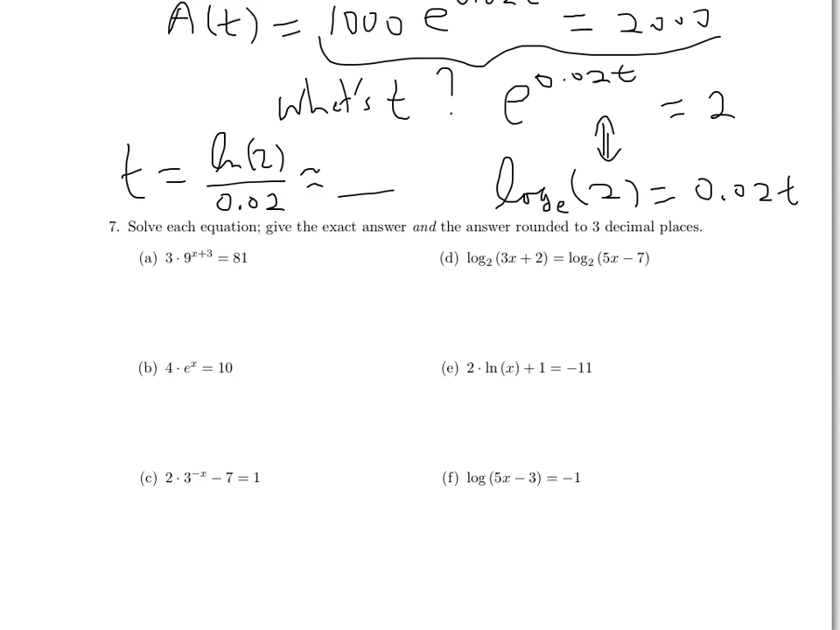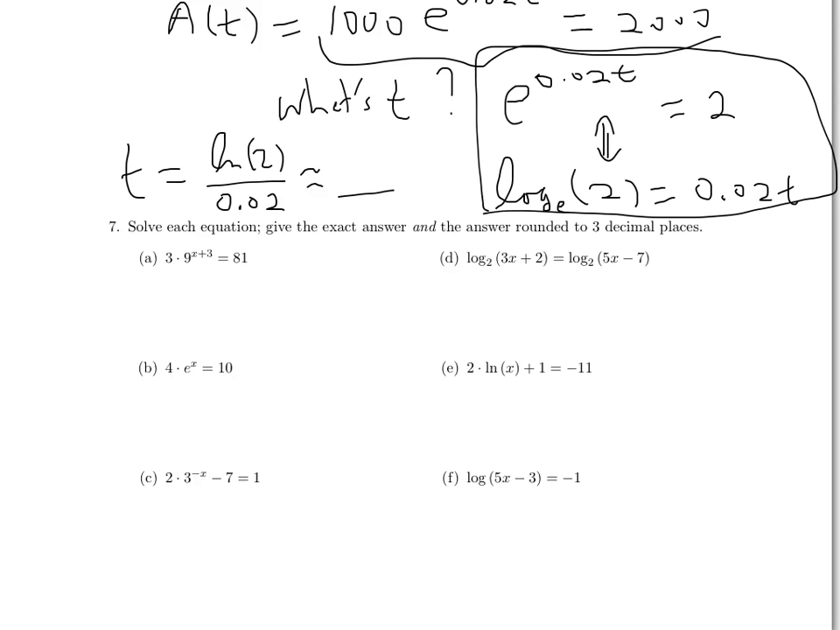In this last group of problems on this page, these are problems where we're just solving exponential and logarithmic equations, and so the process is going to be very much the same as what we did here in this problem. So we're just doing it over and over and over again.